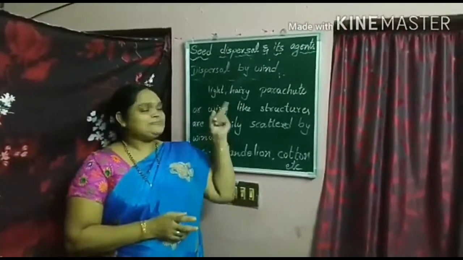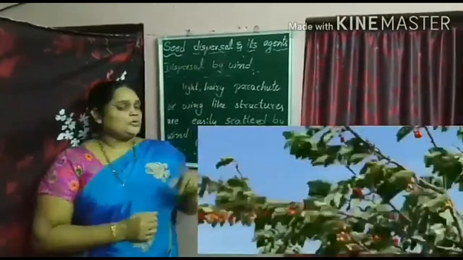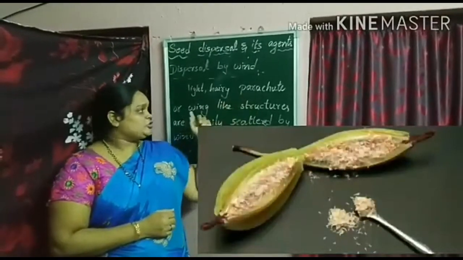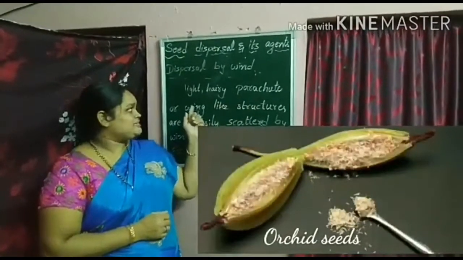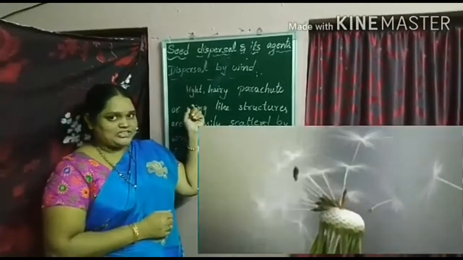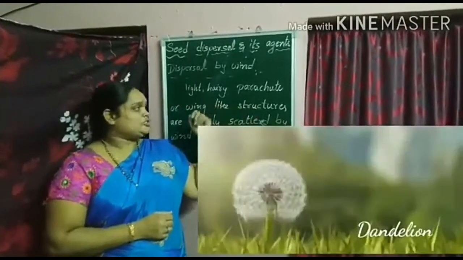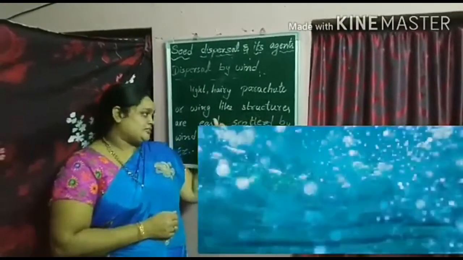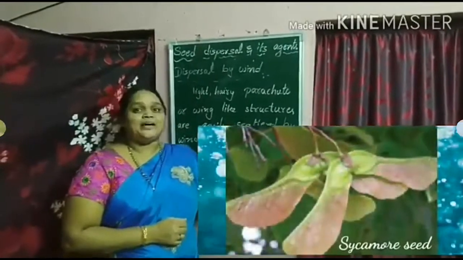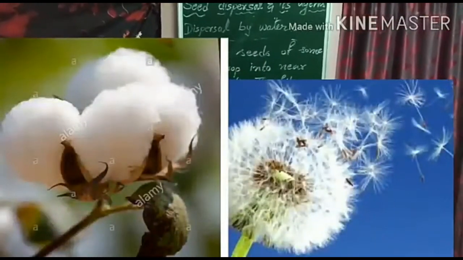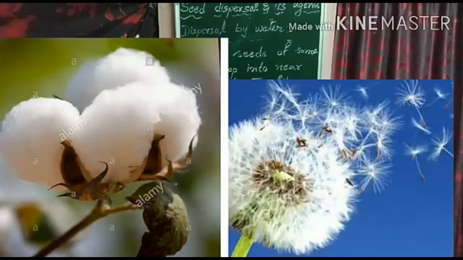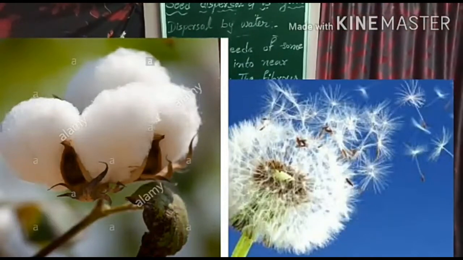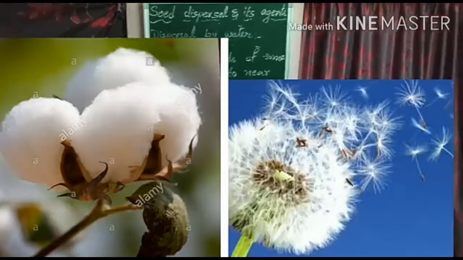The first one, dispersal by wind. Some of the seeds are very light, with hairy, parachute or wing-like structures. That means seeds having light, hairy, parachute or wing-like structures are easily scattered by the wind. The examples are dandelion, cotton, etc. Dear children, you can see these images in your textbook and also on the screen.